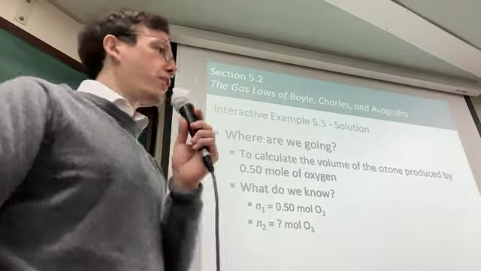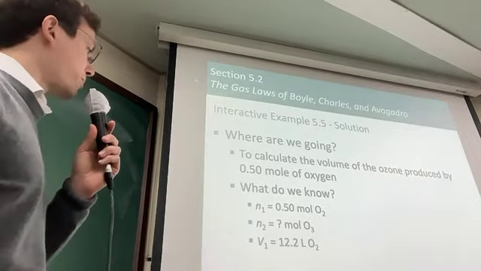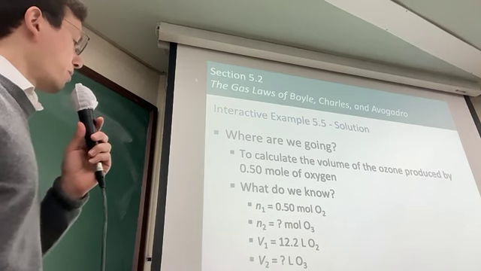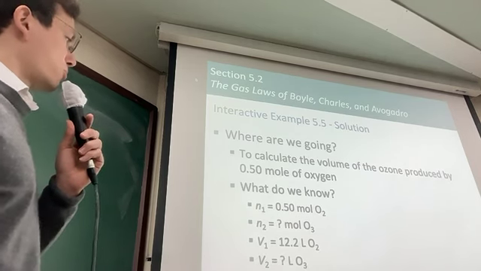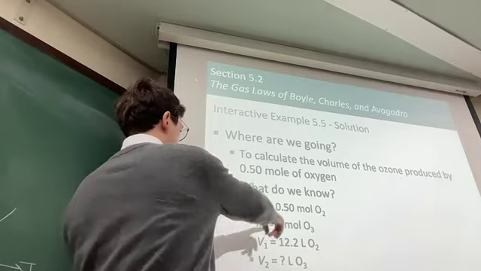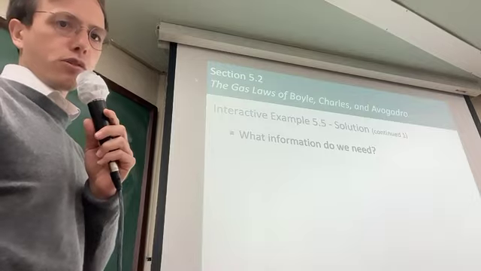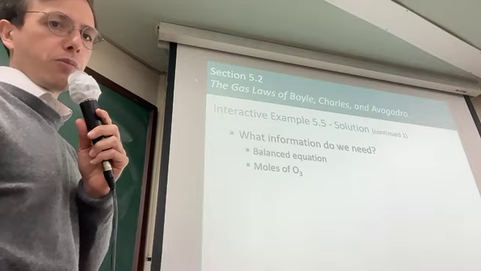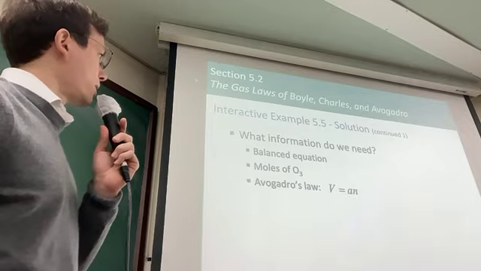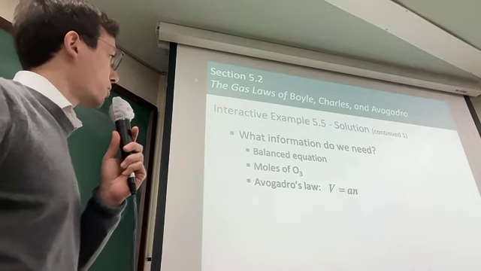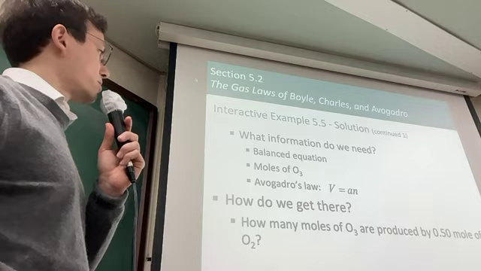First, we write down everything we have. We know the initial mole number of O2. We know the volume. We don't know the final volume of the product, and we also don't know the final number of moles of O3. So what information do we need? Well, we first need a balanced equation. We need the moles of O3, and then we need Avogadro's law to convert it to a volume.